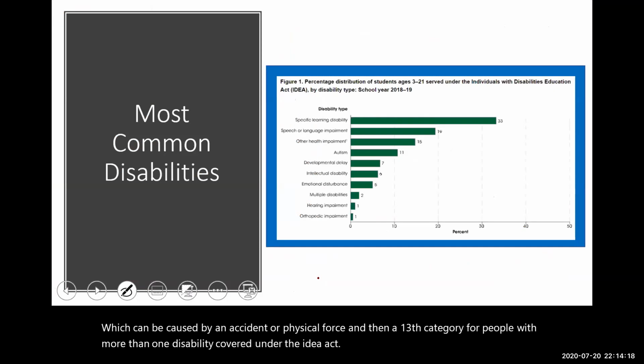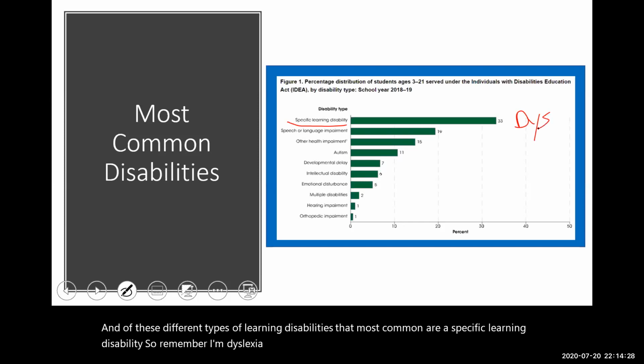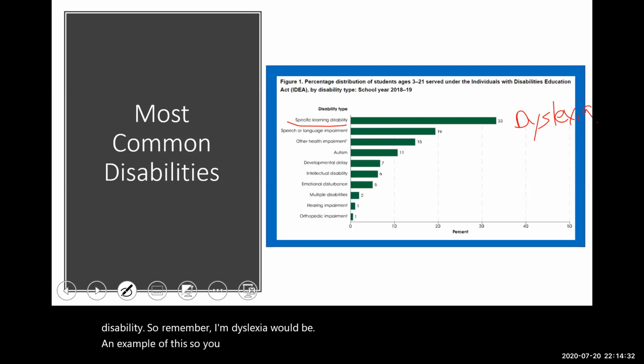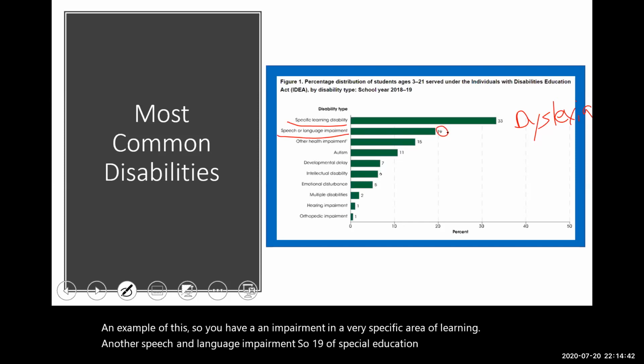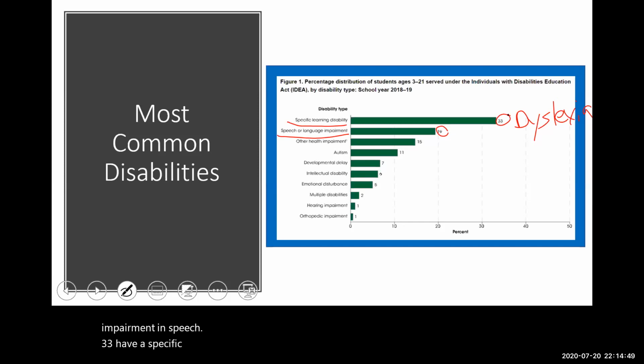And of these different types of learning disabilities, the most common are a specific learning disability. So remember, dyslexia would be an example of this. So you have an impairment in a very specific area of learning. Another is speech and language impairment. So 19% of special education students have an impairment in speech. 33% have a specific learning disability. An example of a speech impairment would be stuttering.